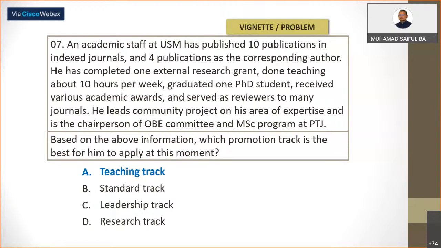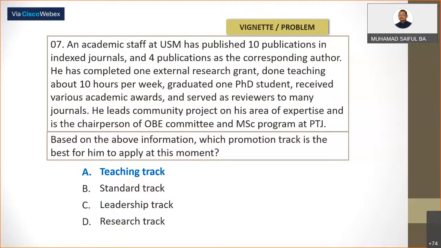It's not easy. I just want to say that from this description, it doesn't show that this person is doing extra teaching, because 10 hours per week is common for everybody. But on the research part, maybe this person doesn't achieve as well as others. Yeah. But it met the minimum requirement for the teaching track.